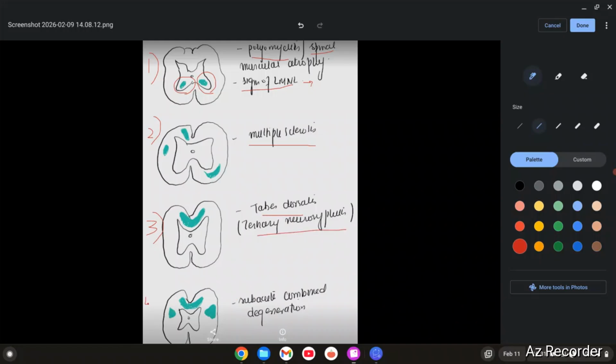And then if you have the involvement of the dorsal column medial lemniscus system, and with that you have involvement of the lateral corticospinal tract, they both combined together are subacute combined degeneration. Now this is caused by vitamin B12 deficiency. When vitamin B12 is deficient in the body, your myelin sheath is affected.